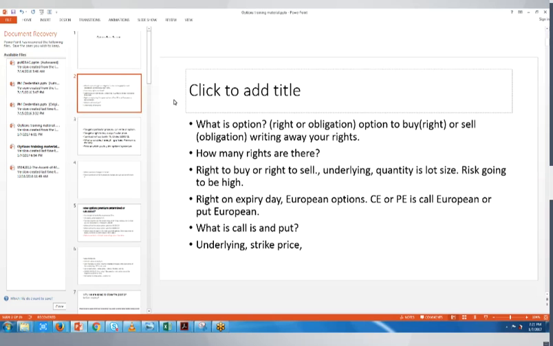I'll just put this. So what is an option? It is a right or obligation to buy or sell, or writing away your rights. Okay. So you already know how many rights we have. Either you buy or sell. Okay. And when do you exercise this?